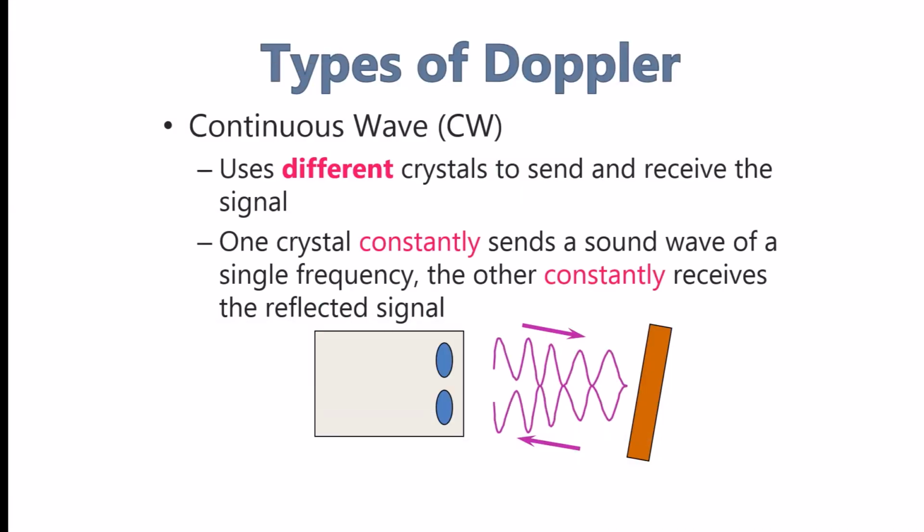There are two types of Doppler. One is continuous wave and the other is pulse wave. Continuous wave uses different crystals to send and receive the signal. One crystal constantly sends a sound wave of a single frequency, and the other constantly receives the reflected signals.